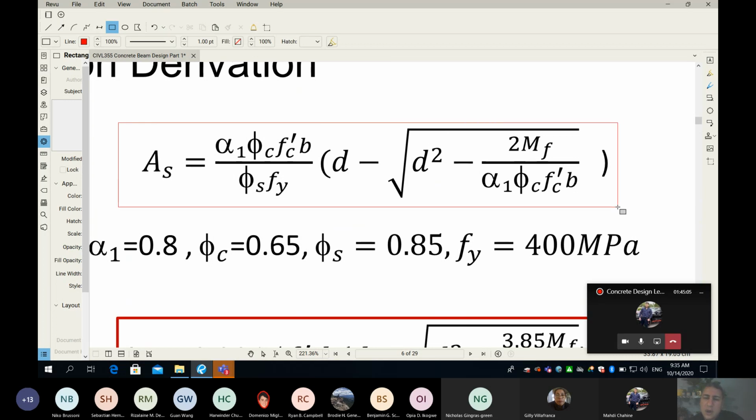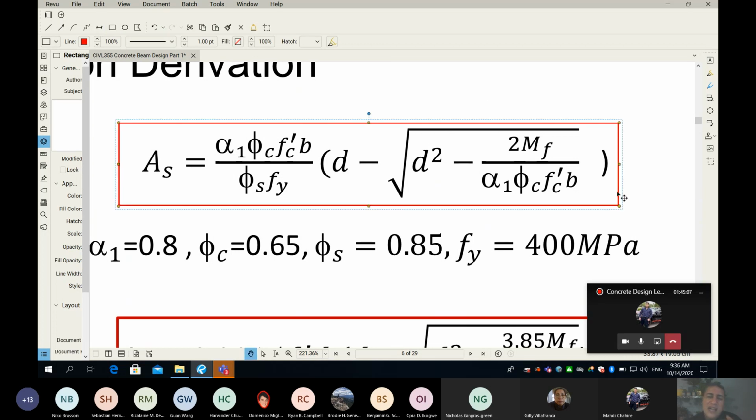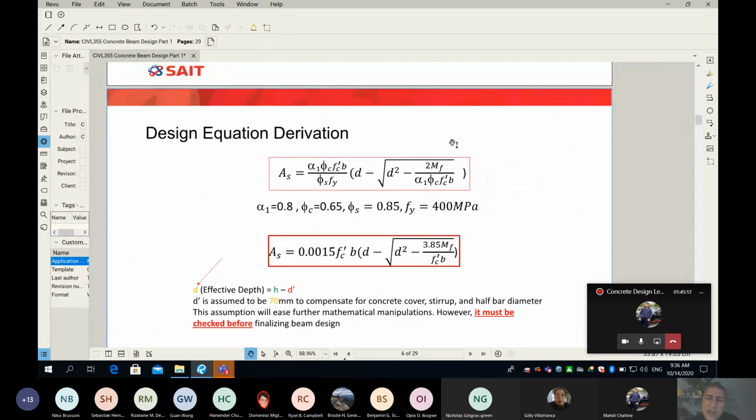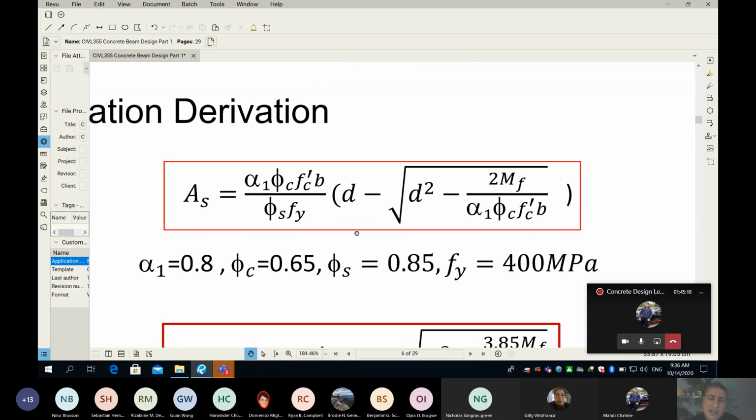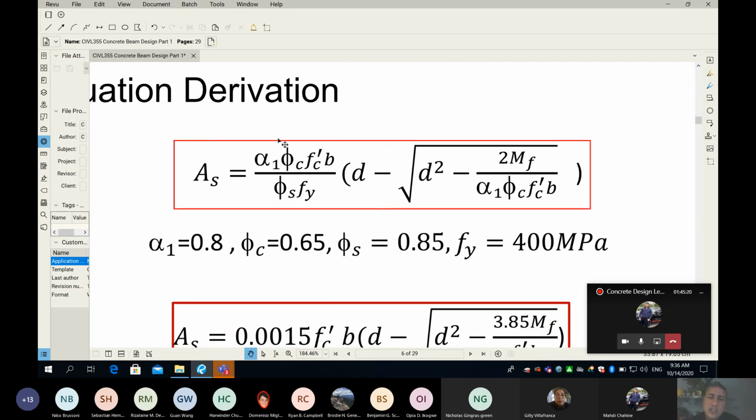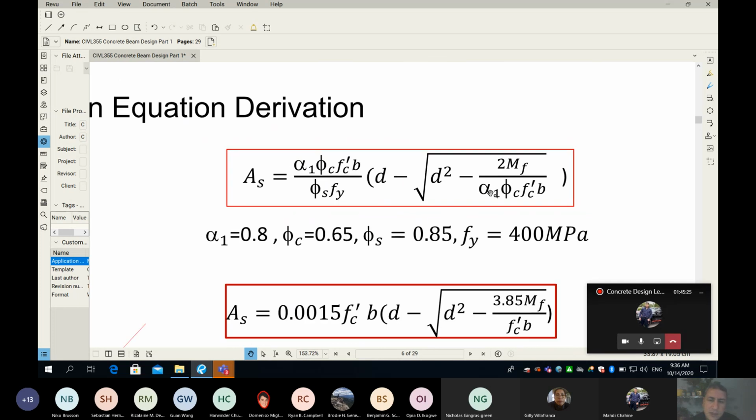This is the solution, or the positive root, of the second-order polynomial. I'm not going to waste your time finding what A, B, and C are. Just like the other class, I give you the final answer. The final answer is that your area of steel should look like this. Okay? Now, obviously, everything on the right side is known.